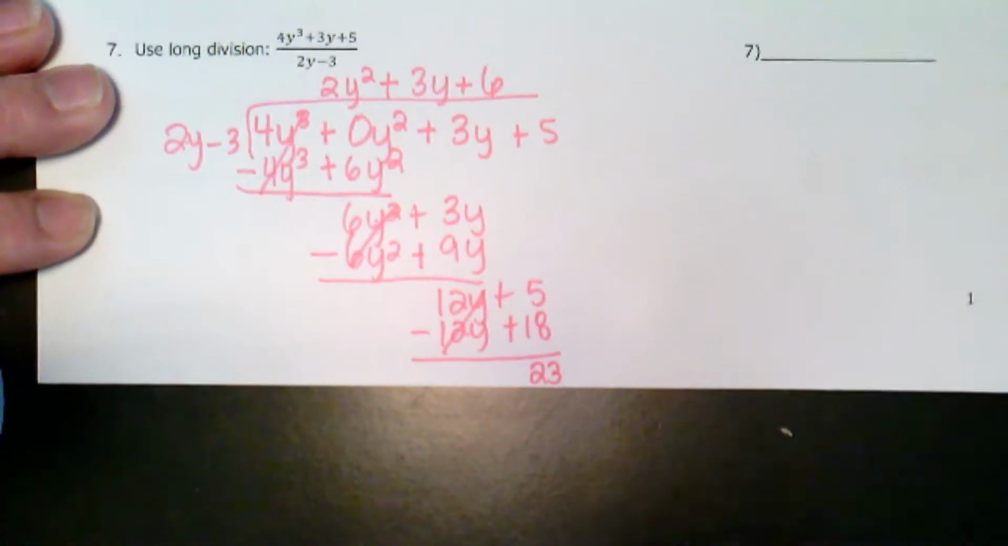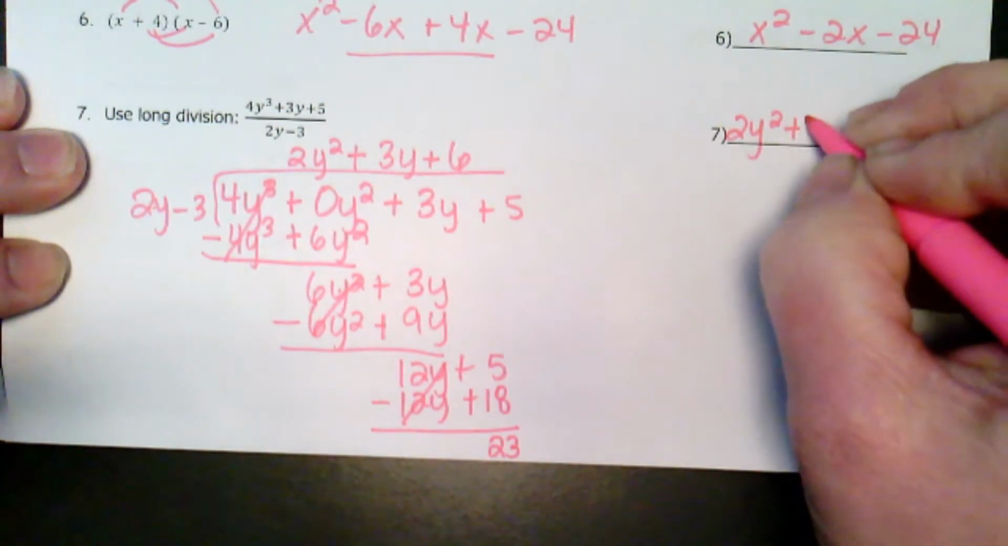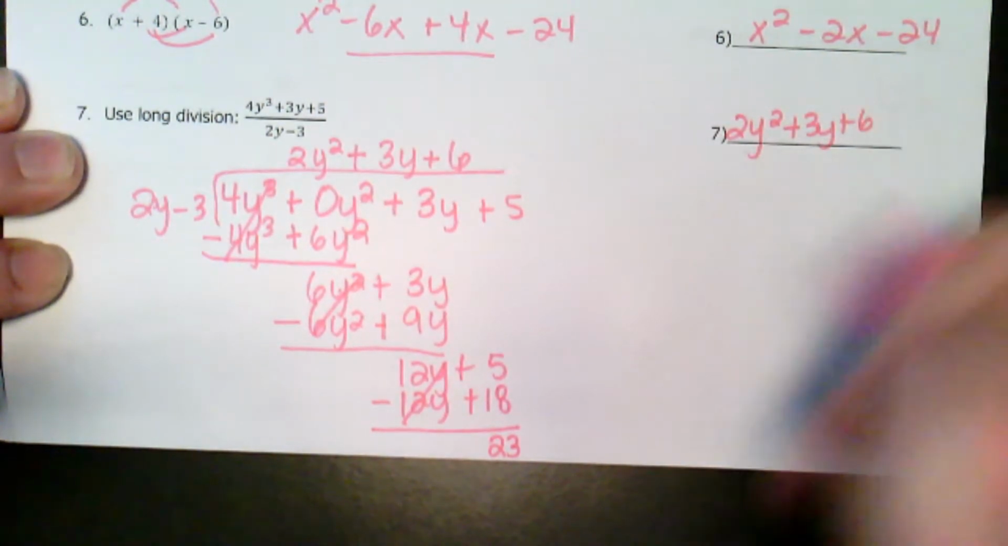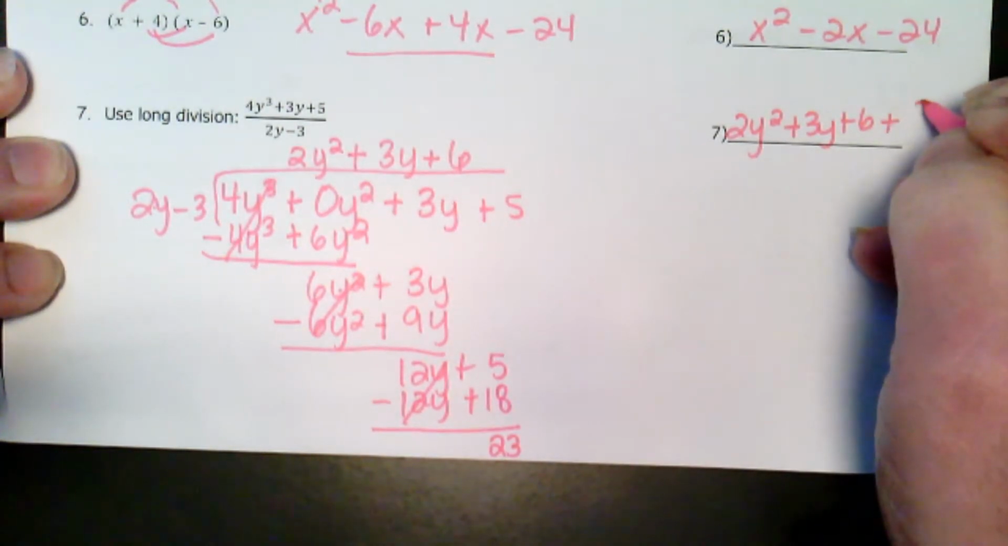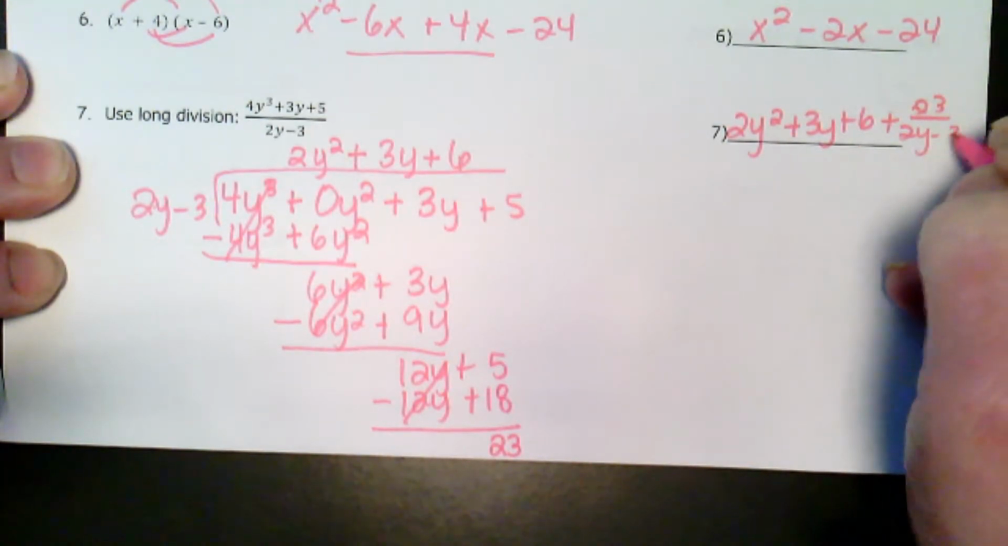Alright, so when you write your answer, what we just did at the top is our quotient, and then our remainder gets written over the divisor, like such.